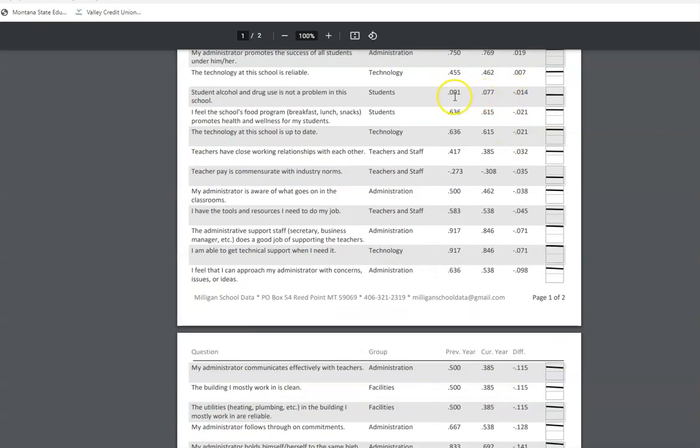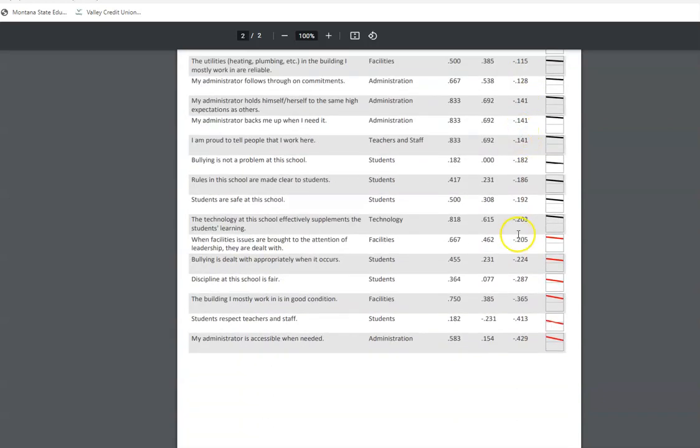You'll see that it turns negative. So at this point on, these are questions where the results from last year compared to this year went down. And then at the very bottom, there are the ones that the results from last year to this year went down by a statistically significant amount. And those will be color-coded red there.